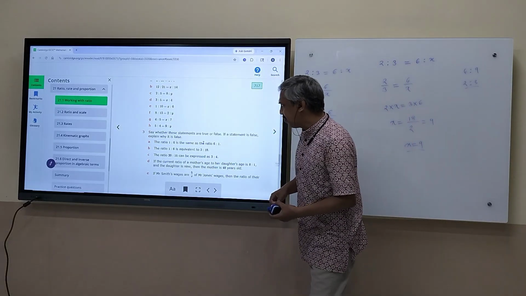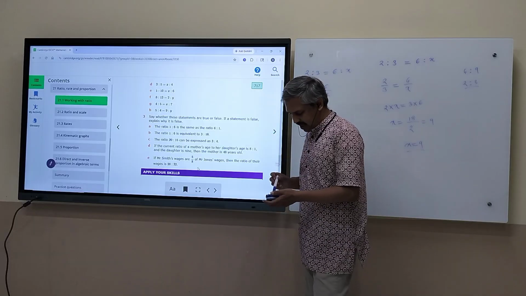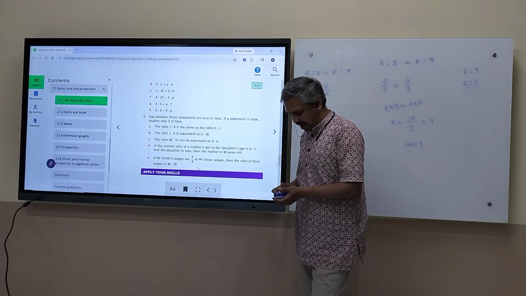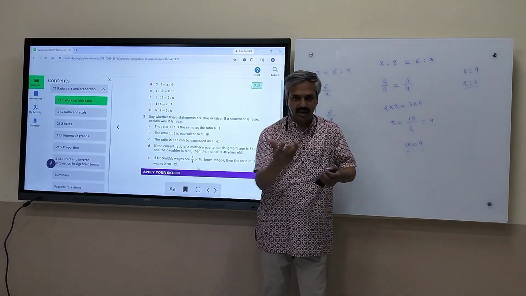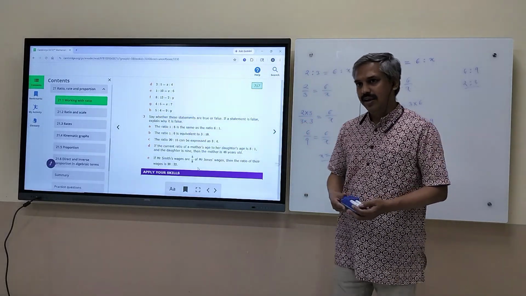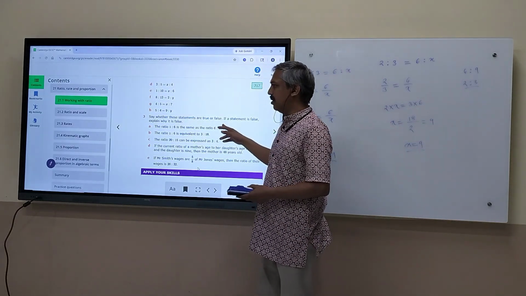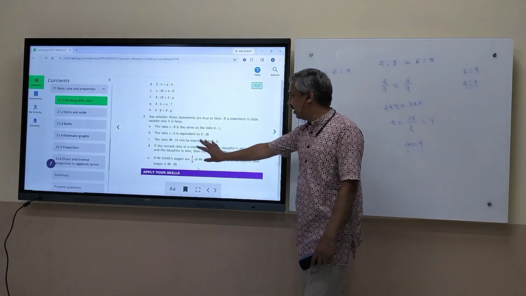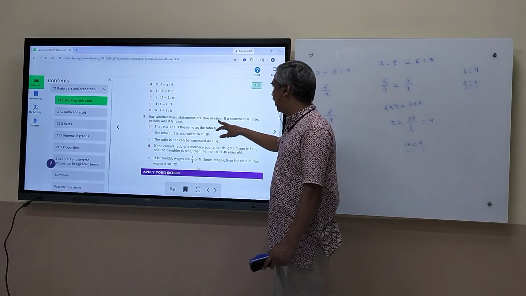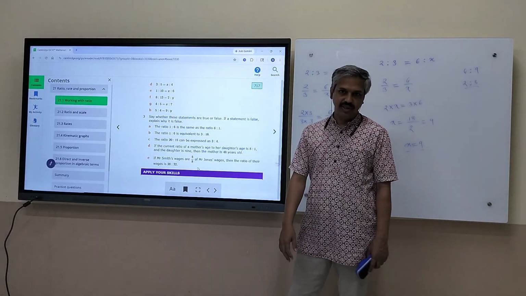Question number 3. Say whether these statements are true or false. Actually, unlike Cambridge, to take a question like say whether, it should be determine whether the statements are true or false, or state if the given statements are true or false. Let's forget them for once, and then if a statement is false, explain why it is false.